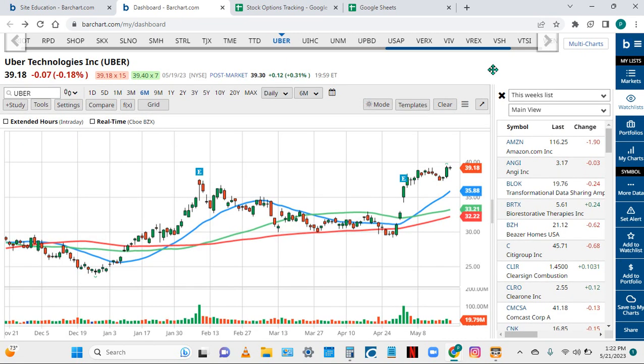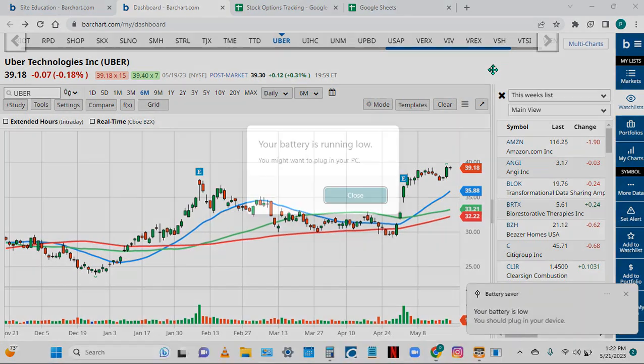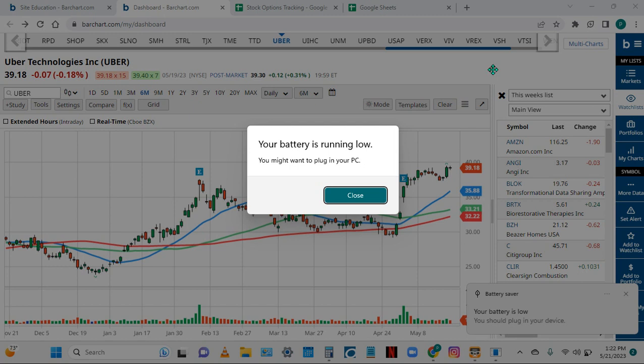Uber, it's definitely starting to move up. I really like that chart.